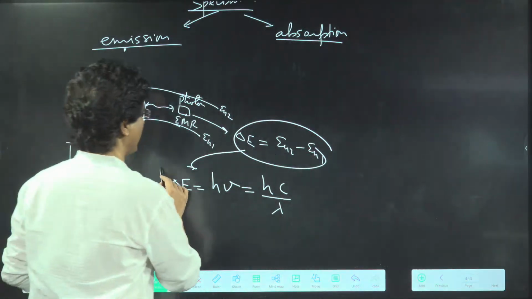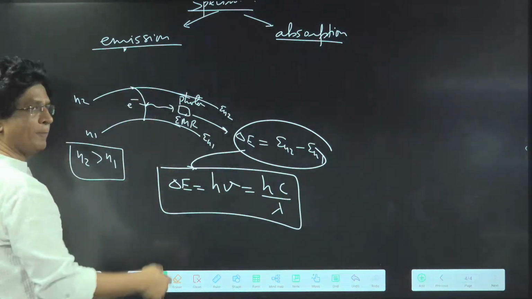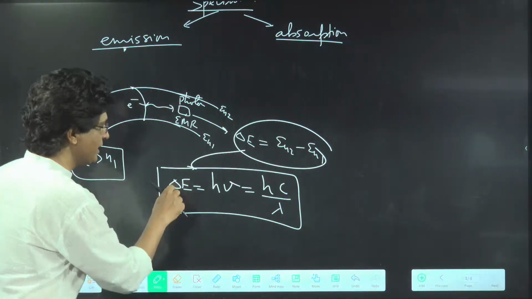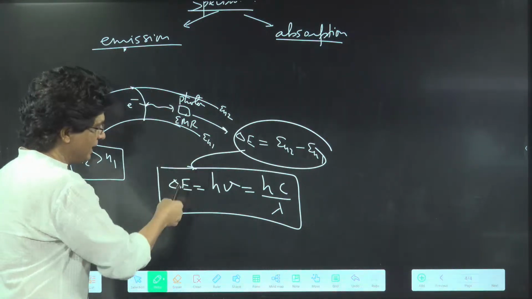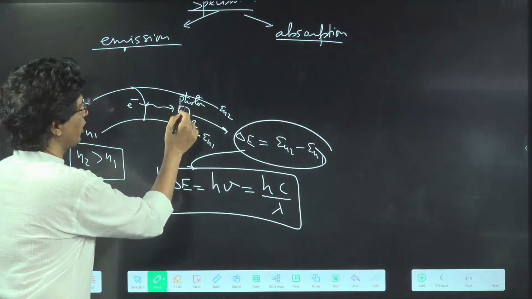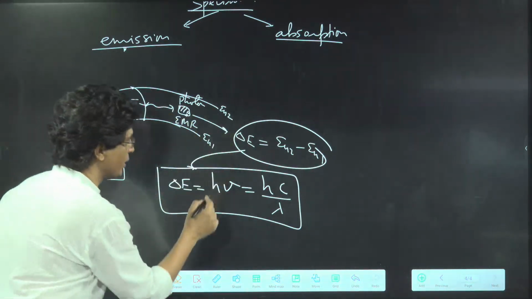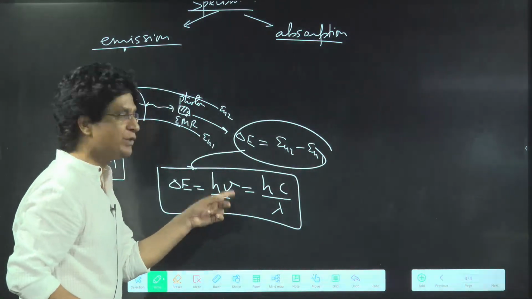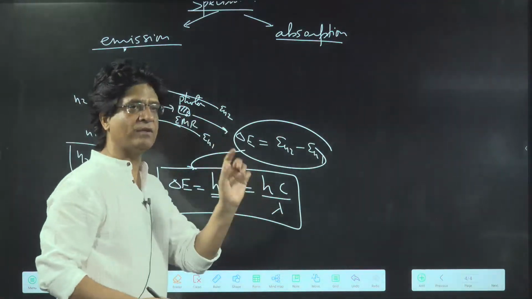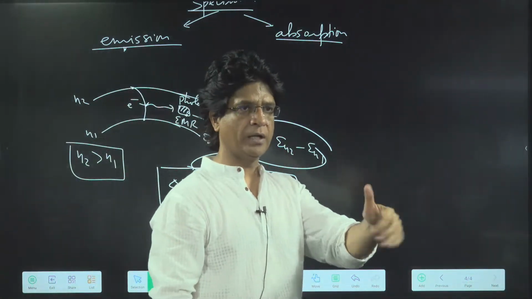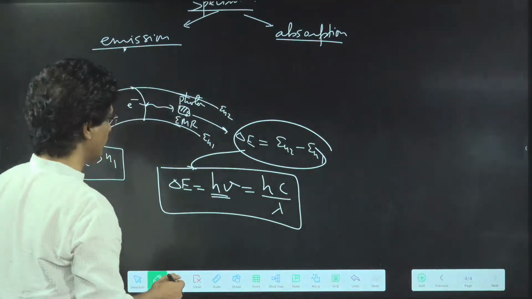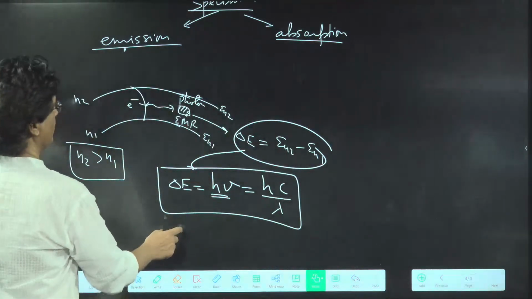That means whenever an electron jumps, and the energy difference is delta E, that delta E is the energy of the photon, the electromagnetic radiation, which is equal to h nu. Nu is the frequency of the photon, lambda is the wavelength of the photon or the electromagnetic radiation. Agree? Good one.